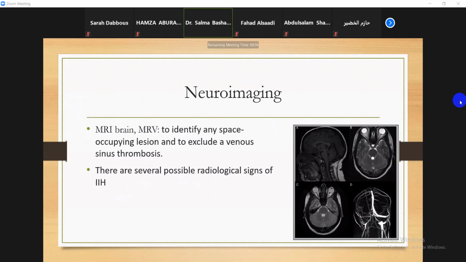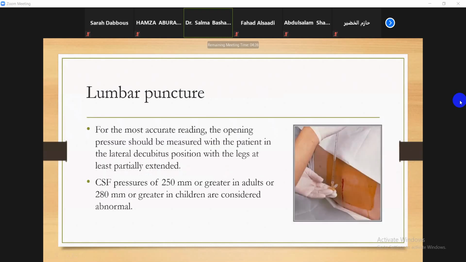There are several other radiological signs of increased intracranial pressure. You don't really need to know all of them in detail. In A, we have empty sella turcica. In B, we have a flattening of the back of the eye globe. And in C, you have tortuosity of the optic nerve and the narrowing of the transverse sinus here in D.